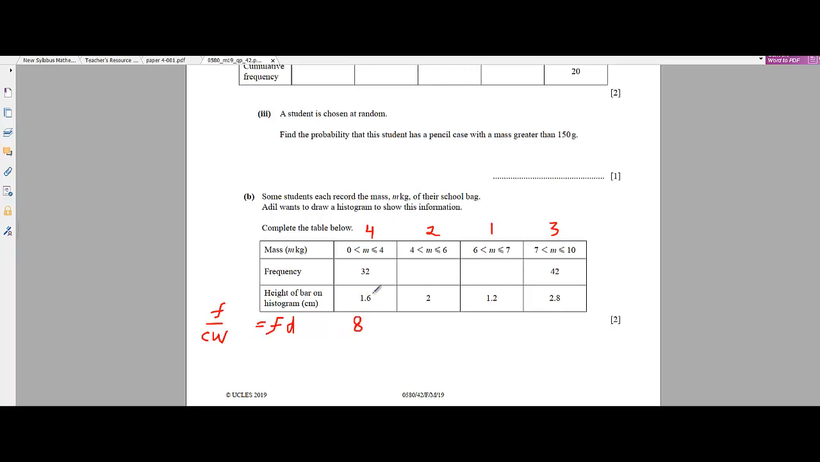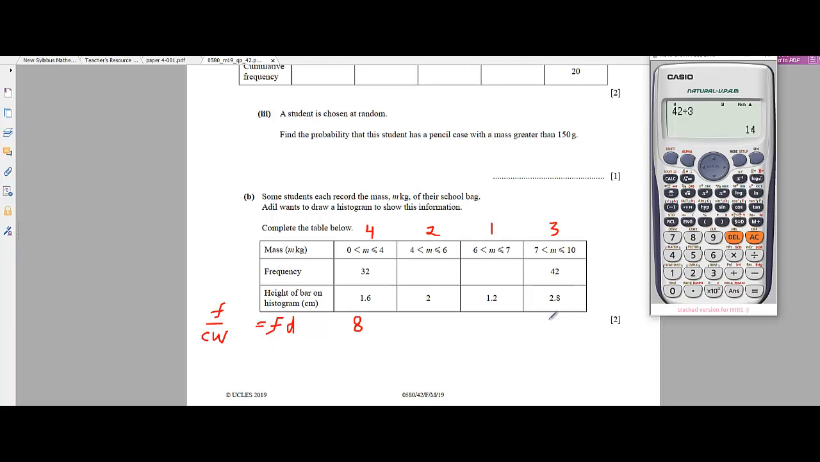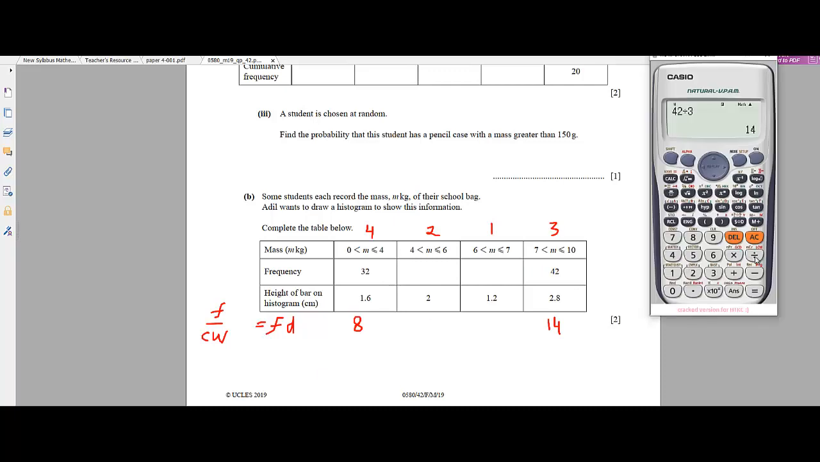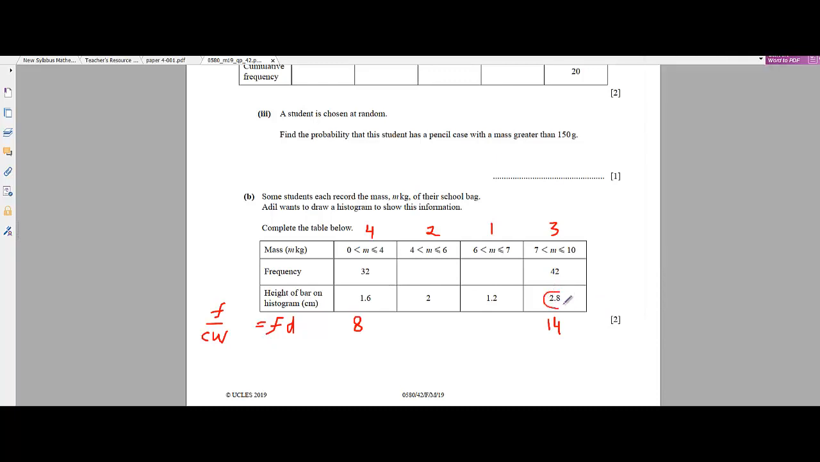But here it is 1.6. So it means that we have to divide 8 by 5. The actual frequency density is 8, and the value we have to use to draw the histogram is 1.6. We got 1.6 by dividing this 8 by 5. In the same way we can check this one: the frequency density is 42 divided by 3, which is 14. The actual frequency density is 14. But when you divide 14 by 5, you will get 2.8.